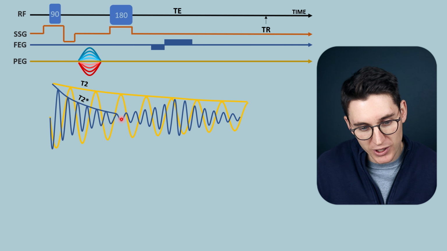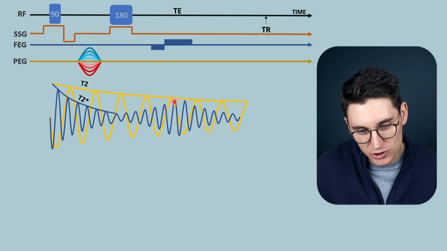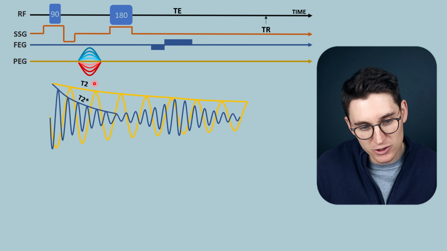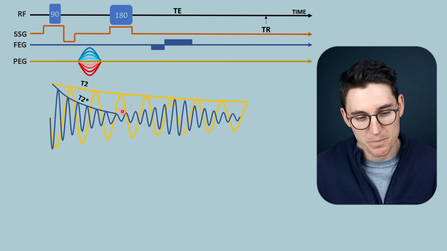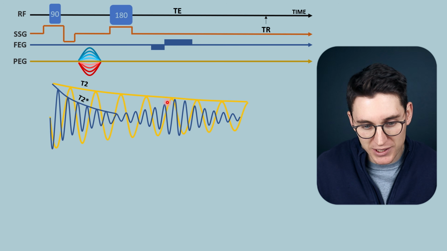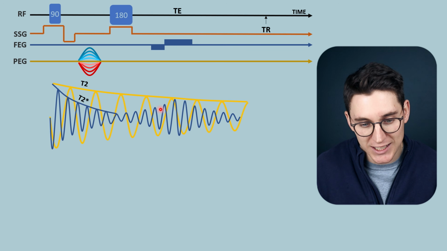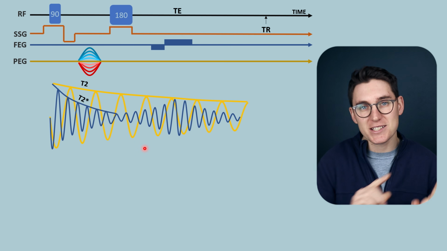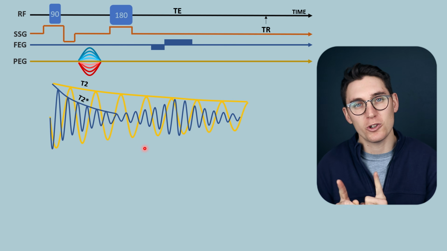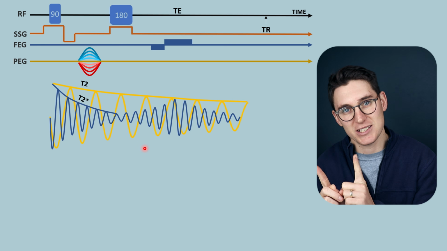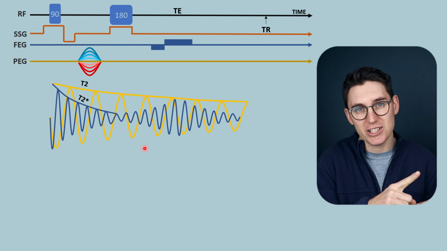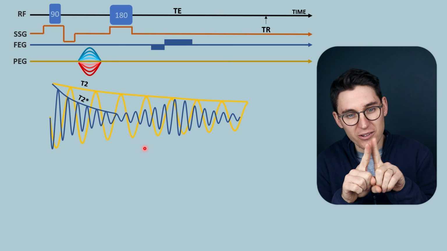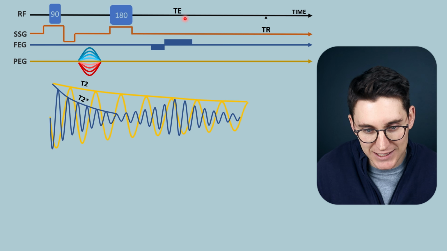Now we want to generate a signal that's similar to T2 and not to T2 star. And this is what's known as a spin echo sequence that we've looked at in our T2 relaxation talk. Spin echo means that spins that were dephasing based on local magnetic field inhomogeneities are now flipped 180 degrees and will begin to rephase at a time point known as TE.